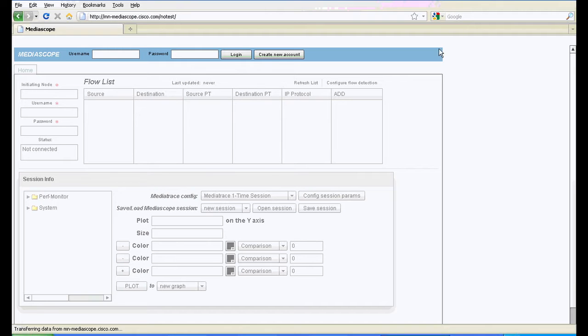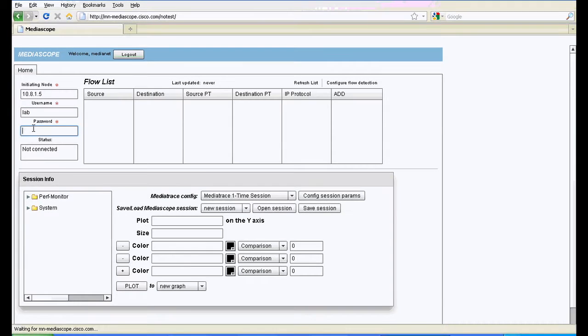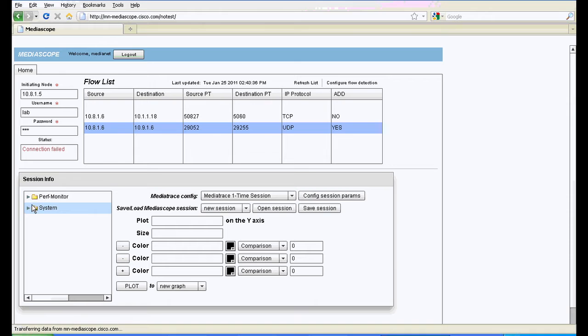So you see the screen here in front of me. Let me just briefly log in and demonstrate how this works. Essentially we are logging into a router which contains a mediatrace initiator, and we should see in a moment a list of the different flows that are currently flowing through this router. So let us select one of those, and let's say that we would like to visualize what happens to this flow across the network.